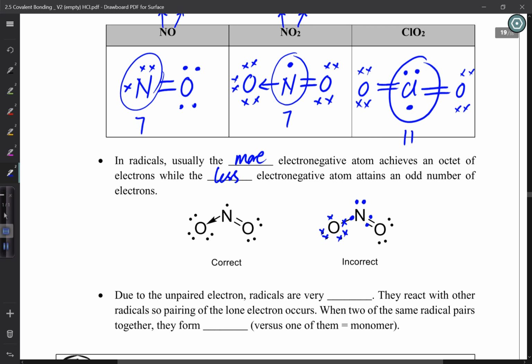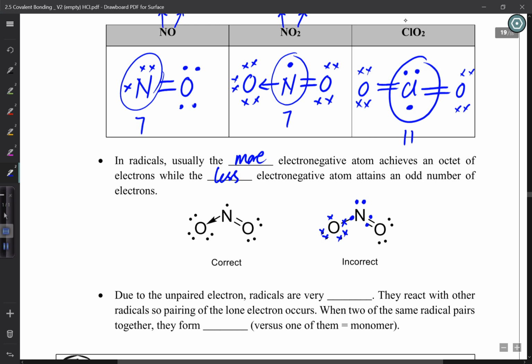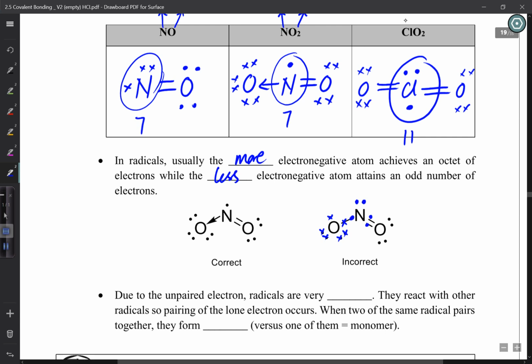Remember what we talked about in the first place about electronegativity. The more electronegative you are, the more likely it is for you to gain that electron, right? So if nitrogen and oxygen are competing for that extra electron, oxygen will win because oxygen is more electronegative. It likes to have that additional electron. So therefore, this should be the correct one.